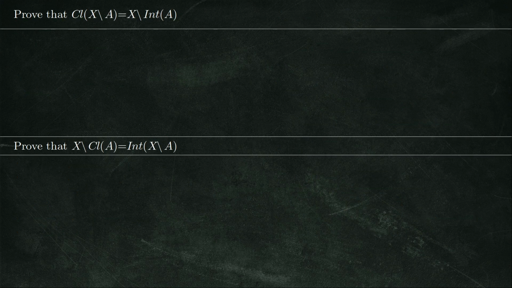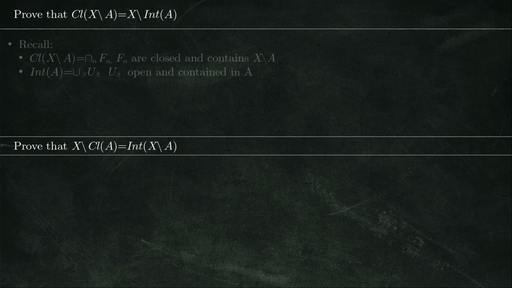Okay, our final two exercises are to prove the following theorems relating the closure and the interior and the complements. The proofs for these are quite similar, so I'll go through the first one, then you can have a go and I'll put up the solutions for the second one. So, to prove the first one, firstly recall that the closure of X complement A is the intersection of all the F's such that F is closed and F's contain this complement. And the interior of A is the union of all open sets that are fully contained in A.